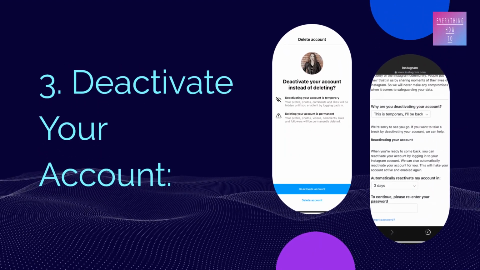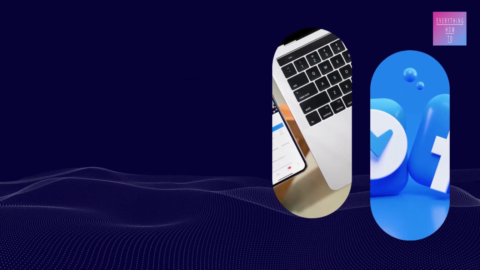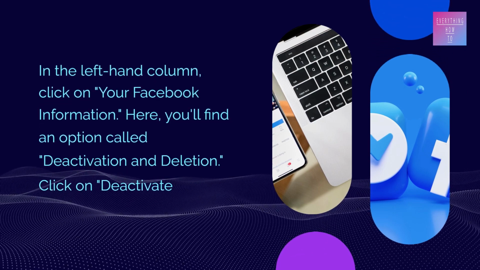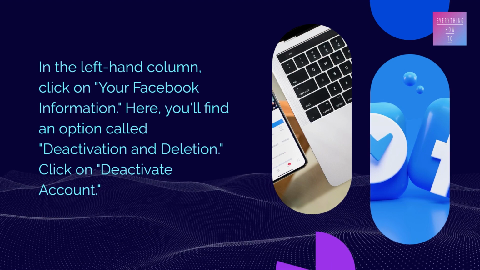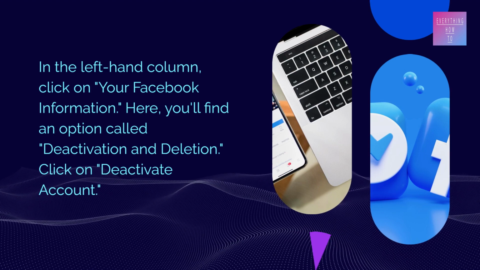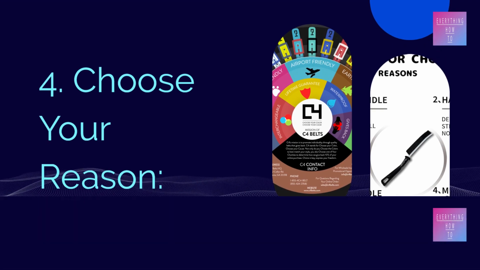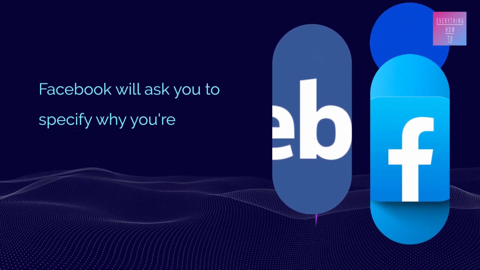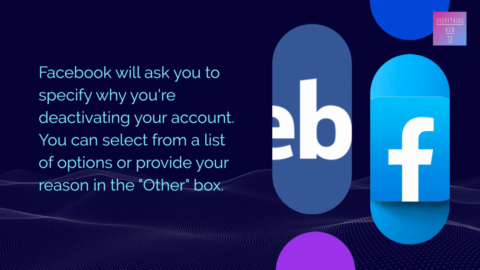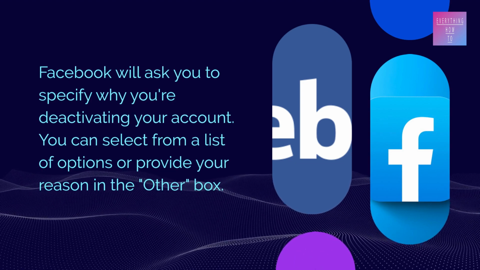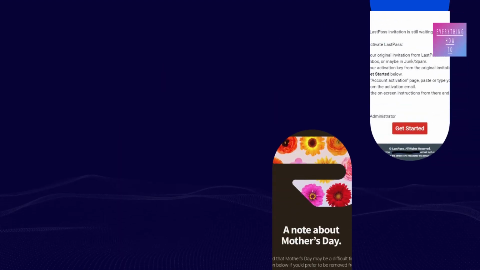Step 3. Deactivate your account. In the left-hand column, click on Your Facebook Information. Here, you'll find an option called Deactivation and Deletion. Click on Deactivate Account. Step 4. Choose your reason. Facebook will ask you to specify why you're deactivating your account. You can select from a list of options or provide your reason in the Other box.